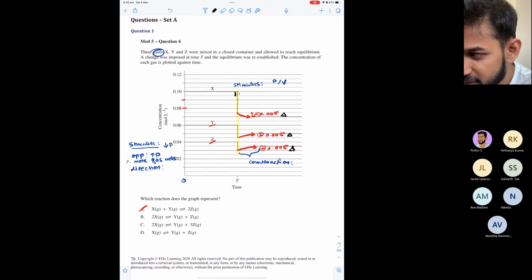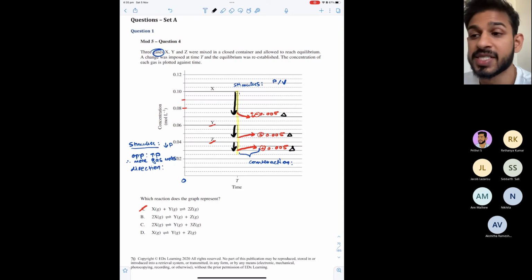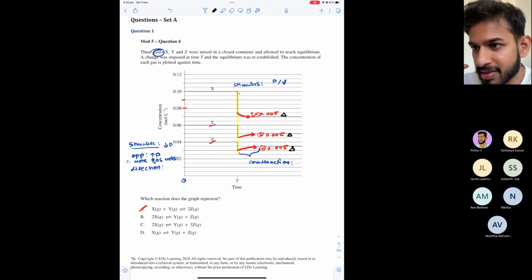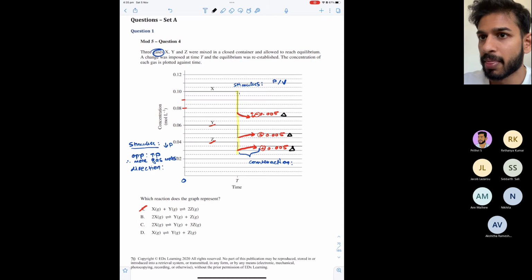Not the initial. Do you guys see how this decreased by this much, this decreased by like half of that, this decreased by less? That means nothing. It's the counteraction phase that I told you, this phase that obeys LCP, right? And it's the change in that phase that obeys the stoichiometric ratio, right? So did you see how all of the gases changed by exactly 0.005 moles per liter, everyone? That's telling you all of them have the exact same number in front of them in our stoichiometric ratio.